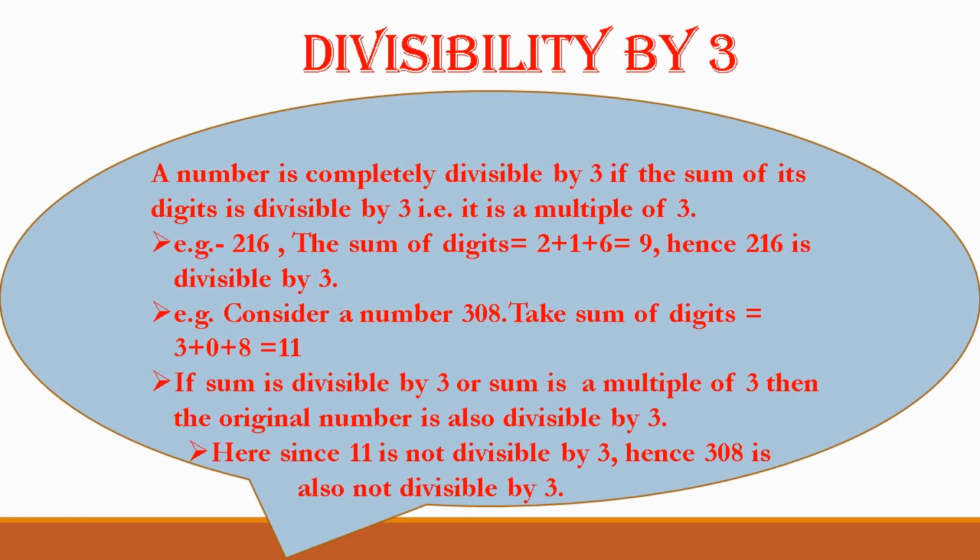Let us consider another number, 308. To check whether 308 is divisible by 3 or not, take the sum of the digits, that is 3 plus 0 plus 8, which equals 11. Now check whether the sum is divisible by 3 or not. If the sum is a multiple of 3, then the original number is also divisible by 3. Here, since 11 is not divisible by 3, 308 is also not divisible by 3.